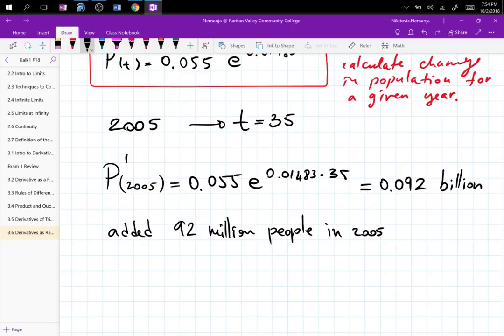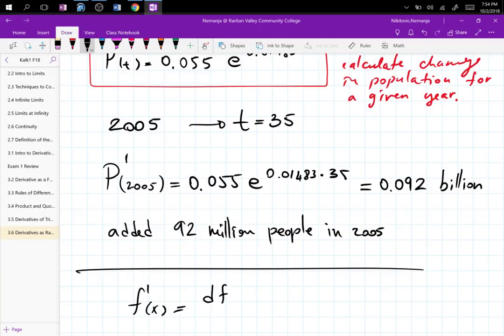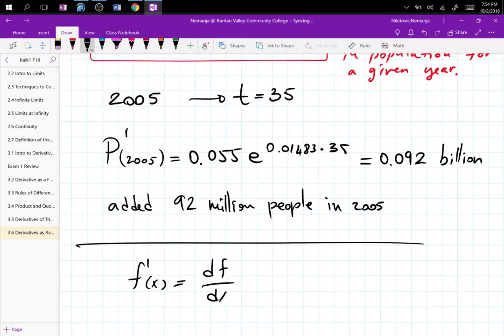For the cost function, it was in respect to x, and x is the number of units. So we know that f prime of x can be written as df over dx, and that is a rate of change. We also know that we have the average rate of change, which is the secant line, and the instantaneous rate of change, which is the tangent line. Those work together.